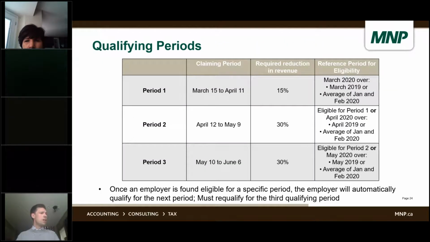It's also important to be careful about the periods you're looking at. There are 3 periods. We're already through the first one, and as you all heard in the news, I'm sure, the reduction in revenue required for period number 1 was reduced from 30% down to 15%. Just for clarity, that used to be March over March. Now it's March over March, or the average of January and February. And you're also allowed to use the cash method of accounting.